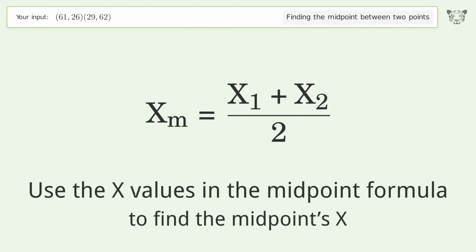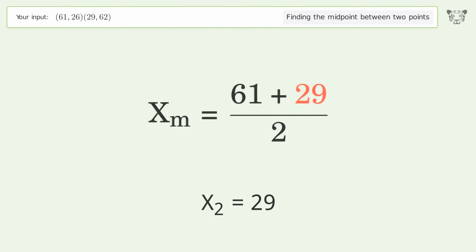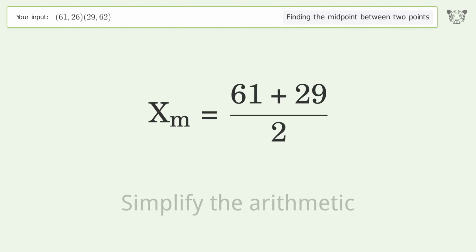Use the x values in the midpoint formula to find the midpoint's x. x1 equals 61. x2 equals 29. Simplify the arithmetic.